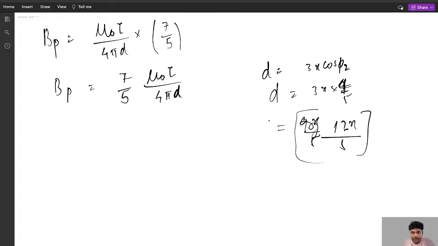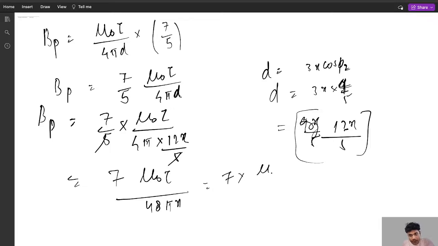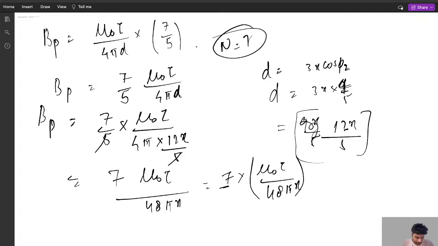That's why I was confused. Okay, so from here we get BP is equal to 7 by 5 times mu naught I upon 4 pi into 12x upon 5. The 5 cancels out, and we get 7 times mu naught I upon 48 times pi x. From here we get the value of k, sorry, not n, that is k, equal to 7. Do you understand this?